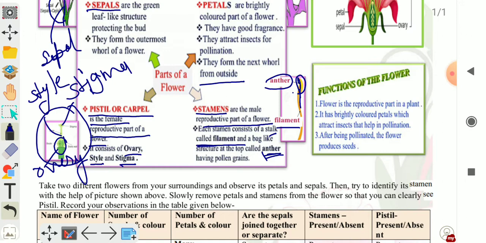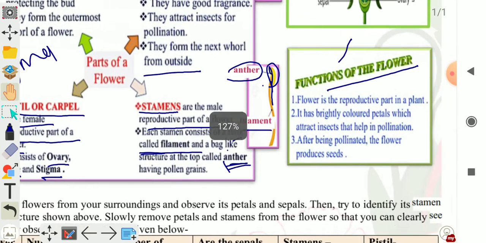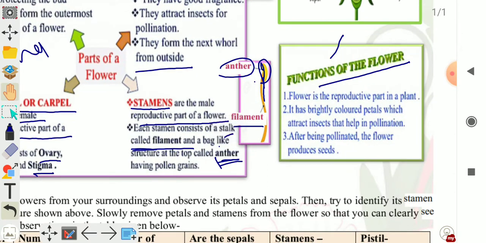Now what is the function of flower? Function क्या है flowers के? The flower is the reproductive part of a plant. So reproductive part of the plant is flower. It has brightly colored petals which attract insect that help in pollination.